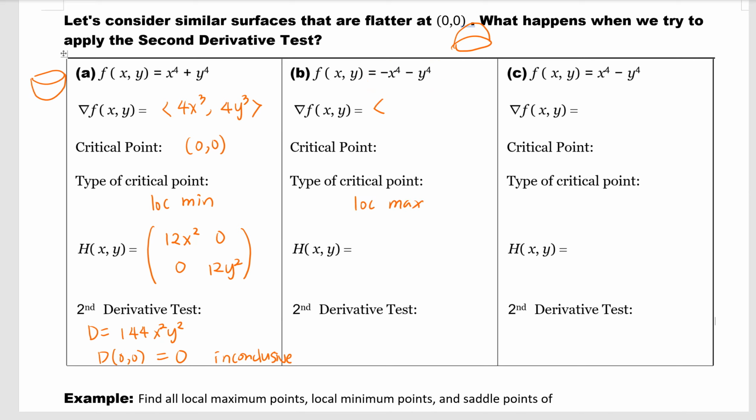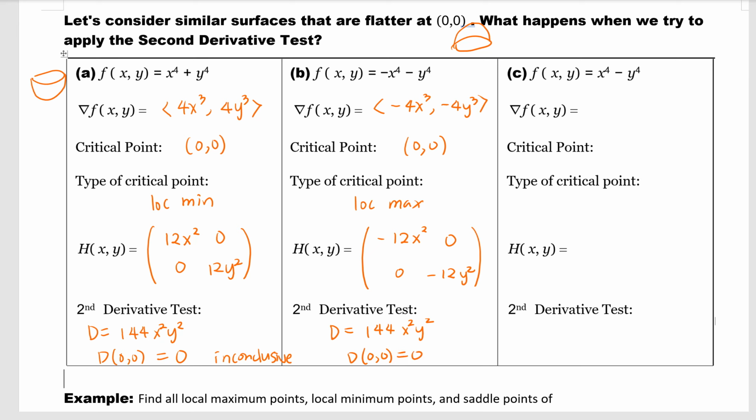Then the gradient will be minus 4x cubed, minus 4y cubed. For the critical point, we set the gradient equal to 0, and we also get the 0 vector. Now the Hessian is minus 12x squared, 0, 0, minus 12y squared, and D is still 144x squared y squared. When we plug in (0, 0), D is still 0, so it's still inconclusive. But we can see this is a local maximum. And actually this one is a saddle point.